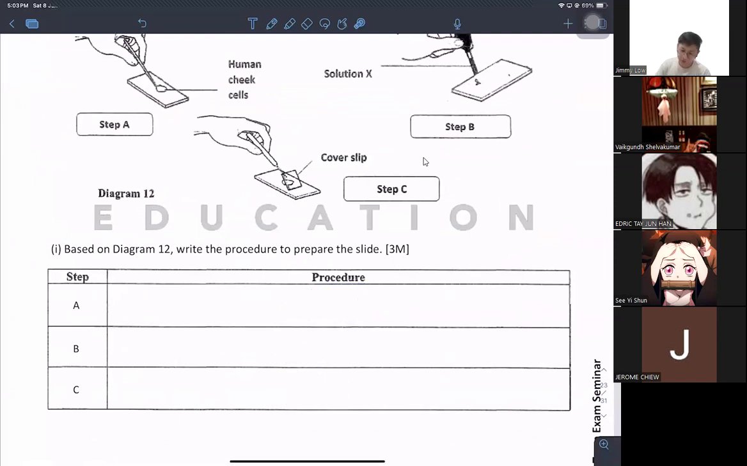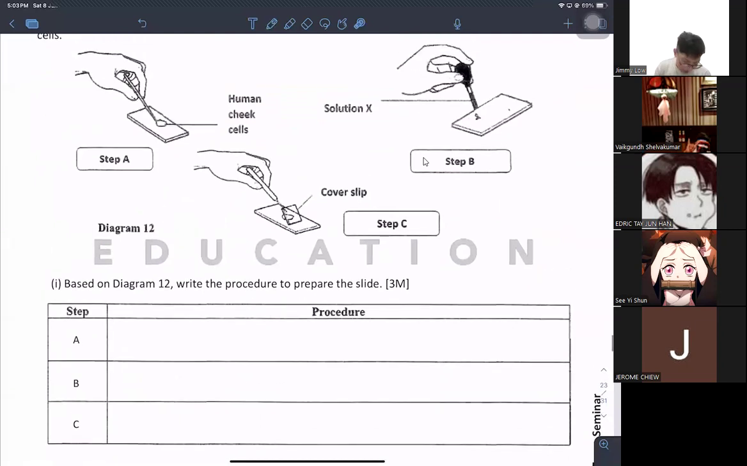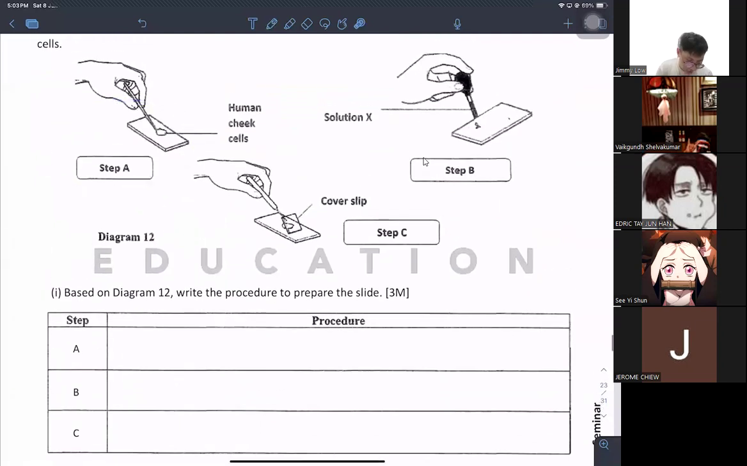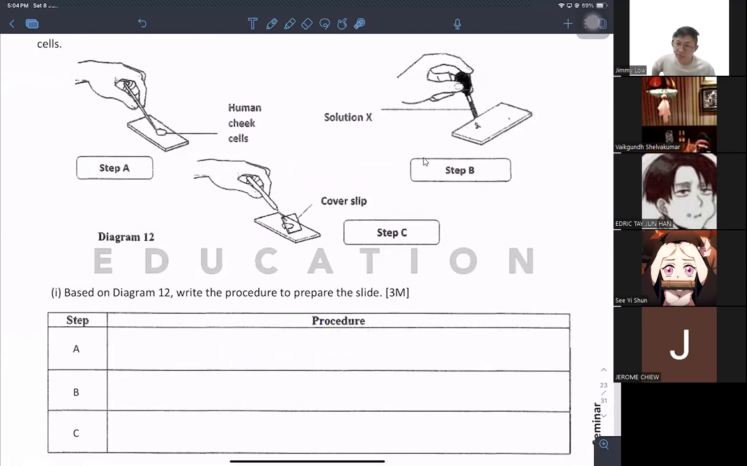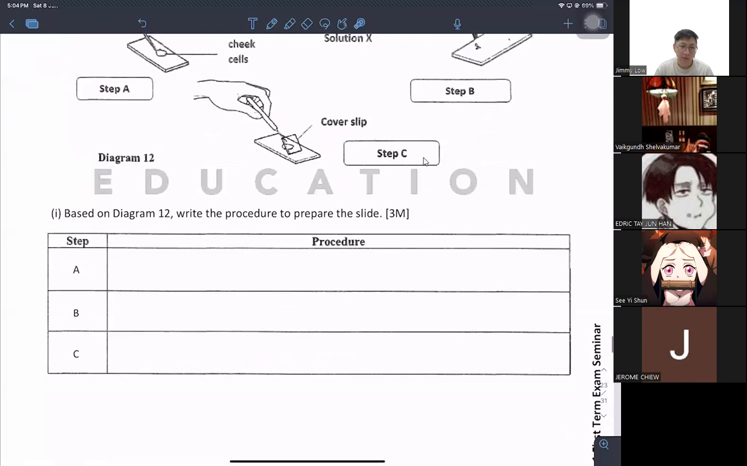I'm not going to waste time to write down every word here. Just telling you that step A itself, you are going to take human cheek cell and place it on the piece of glass. Step B, you are going to use keyword here: solution X is the so-called methylene blue solution. Why do so? To dye the cheek cell, means give the cheek cell some color. After that, step C, you cover the glass and absorb the excessive water, place it in the microscope to observe. So that's all.